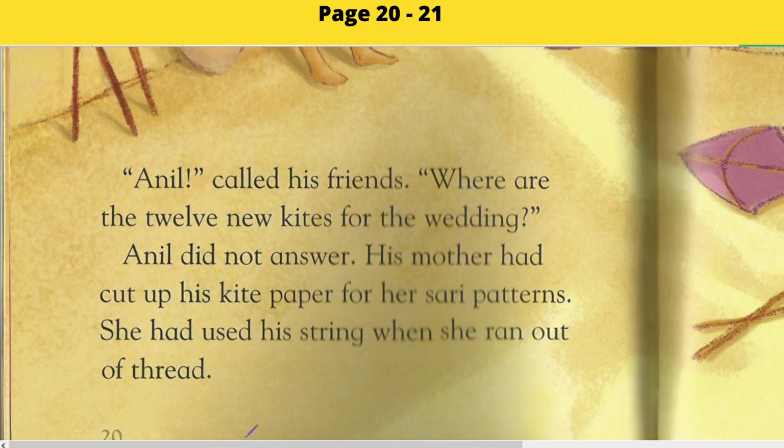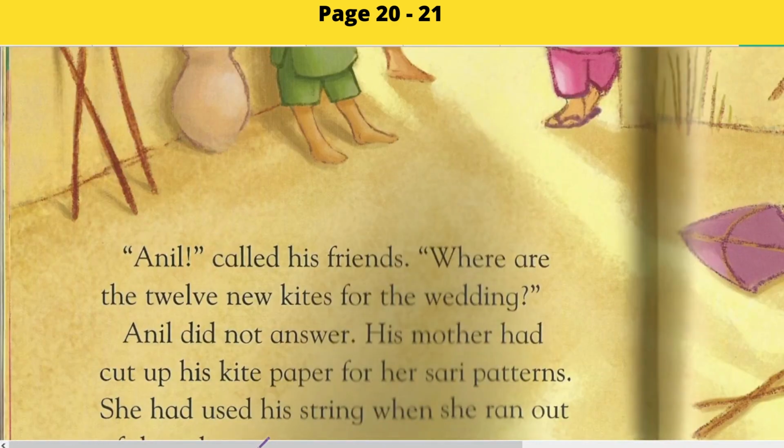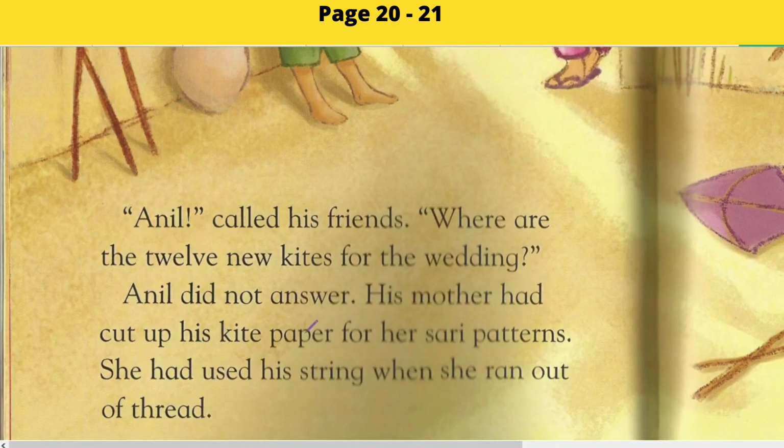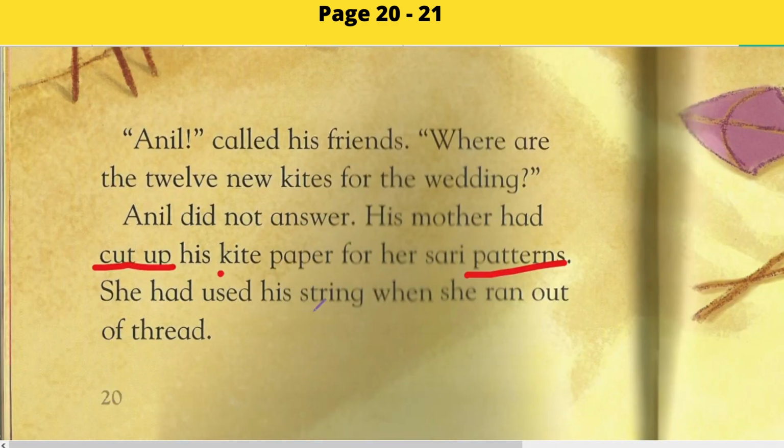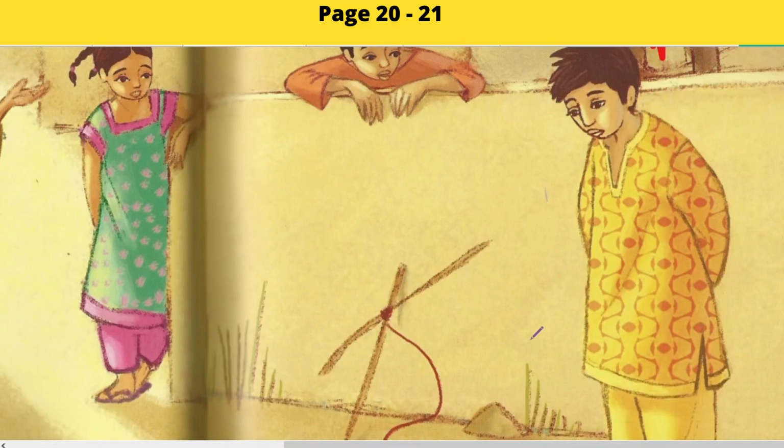Okay, so we know here why Anil looks very, very sad, because bila kawan dia tanya, mana layang-layang yang kamu nak buat tu, dia tak dapat nak jawab. Sebab apa? Ibu dia dah potong, cut up kertas layang-layang dia untuk buat corak dekat sari dia. So dia potong kertas layang-layang dia, dan dia juga, ibu dia juga dah gunakan string, tali yang dia guna sebagai tali layang-layang dia tu. Bila mak dia kehabisan benang, so dia dah guna untuk menjahit. That's why he cannot make his kite.